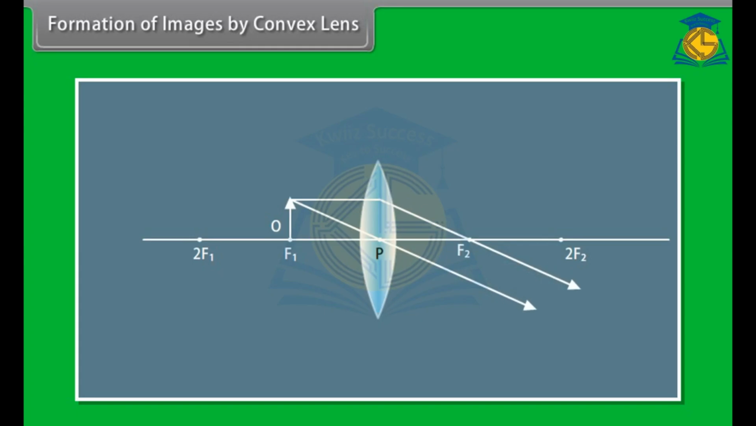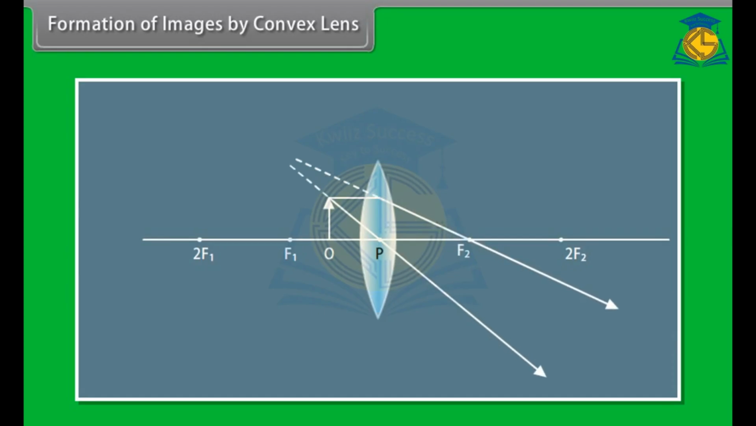The nature of the image is real, inverted, and enlarged. When the object is placed between f and the optical center, then the image is formed on the same side. The nature of the image is virtual, erect, and enlarged.